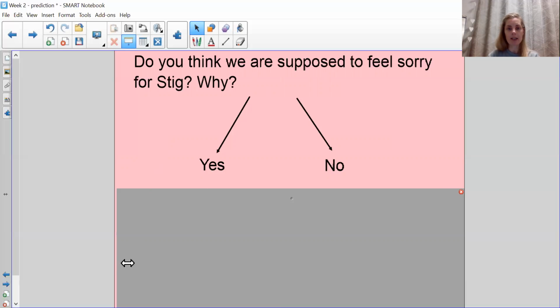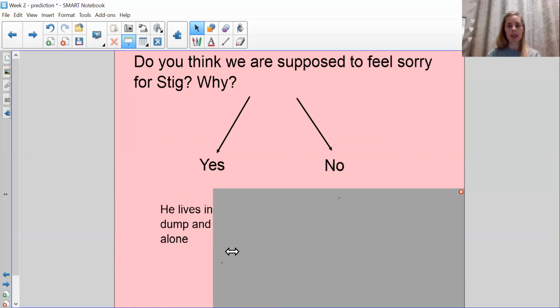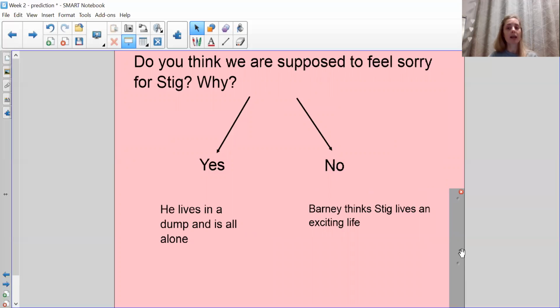Right, let's have a look at what you've written. So my idea is that, yes, I would feel sorry for Stig because he lives in a rubbish dump, and he is all alone. He's got nobody around him, it's just himself, and that would be very lonely. So perhaps you had some similar ideas. Or no, in fact, through Barney's eyes, Stig actually lives a very exciting life, so perhaps you wouldn't feel very sorry for him because he's actually got quite an exciting life that he's living.